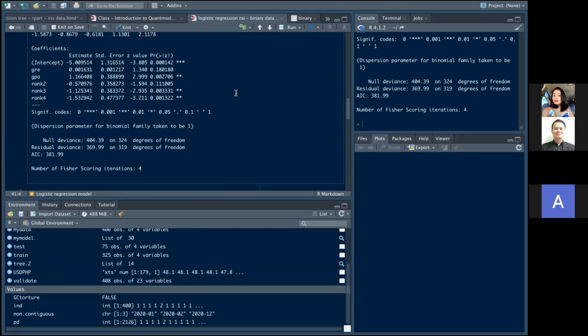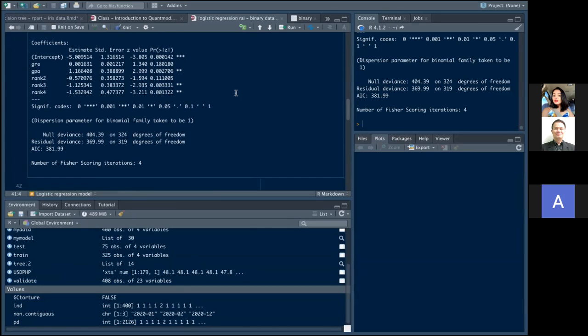So what does this mean? Your intercept is significant. GRE is not significant, right? You notice the asterisks on the right side. That means GRE is not a good predictor of being admitted or not. And then GPA, you see the 2 asterisks there. The p-value is 0.002, which means it's statistically significant. GPA is a good predictor of being admitted or not. Then you have rank 2, rank 3, and rank 4. Rank 2 is not significant, but rank 3 and rank 4 are significant also, because they have 2 asterisks. They're significant at the 0.01 significance level.